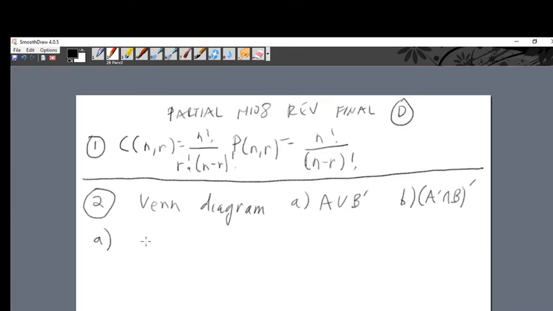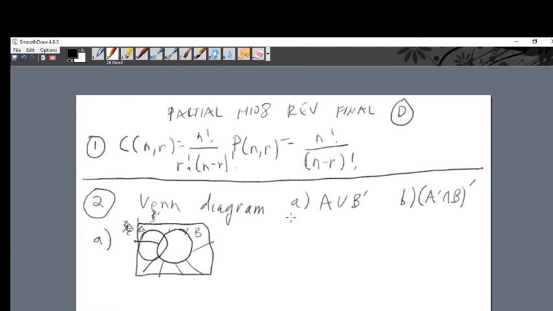So now, this we can do pretty quickly, I believe. We know what A is, right? So what is B prime going to be? Here's A, here's B. What's B prime going to be? B prime is going to be everything outside of B, right? That's B prime. That's a picture of B prime.